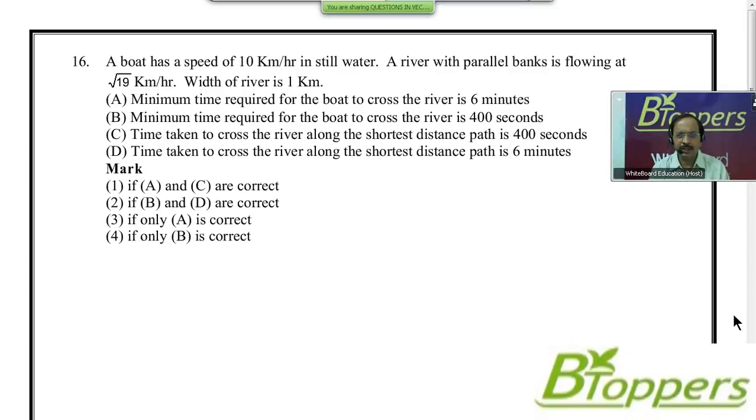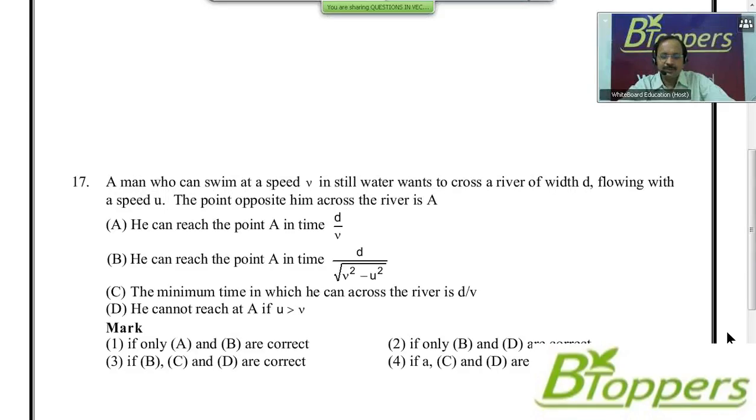In case you require more time to answer the question, you can take a pause and try this question. Look at the next question. Look at the question number 17.